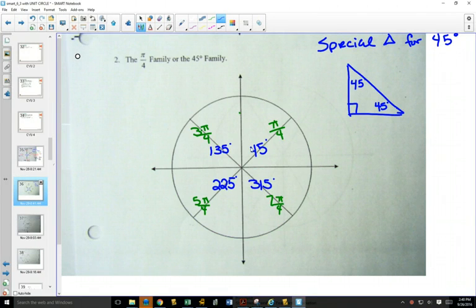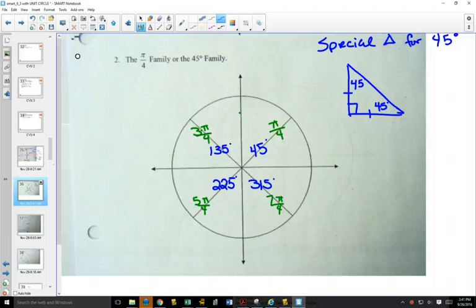Now this makes it a special triangle. It's not only a right triangle, it's also, what's it called? An isosceles triangle. What do we know about isosceles triangles? They have 2 equal sides and 2 equal angles. So we know that this side and this side are equal. And that's true no matter how big or how small you make this triangle.